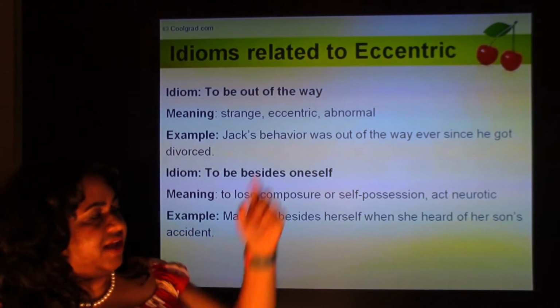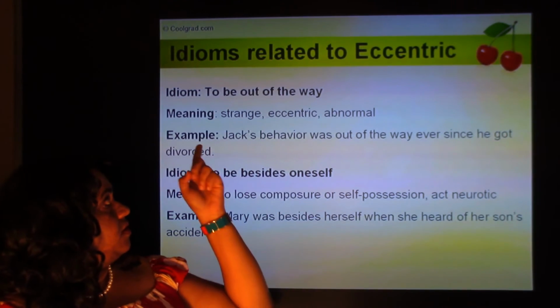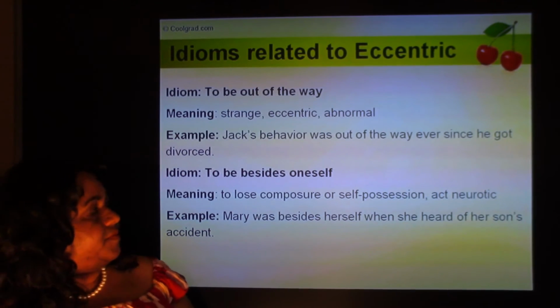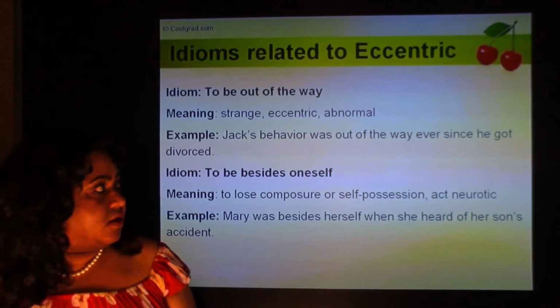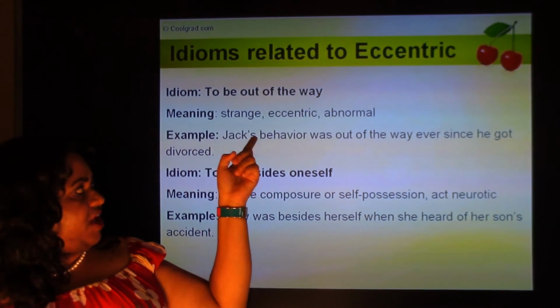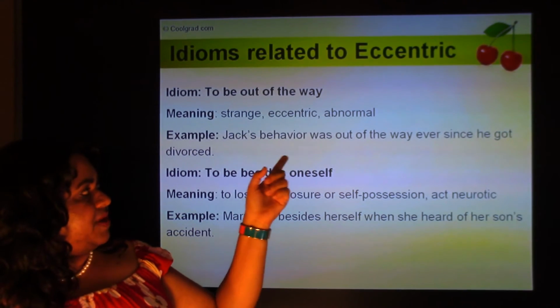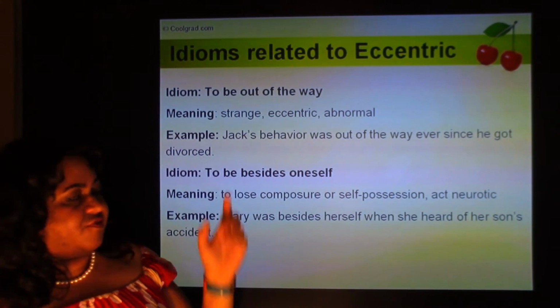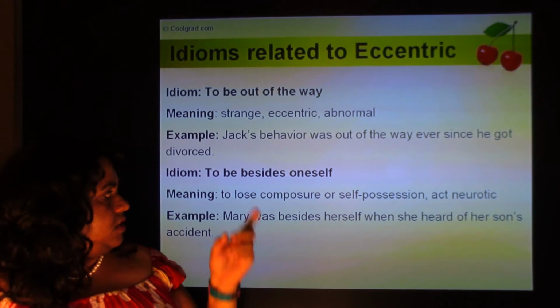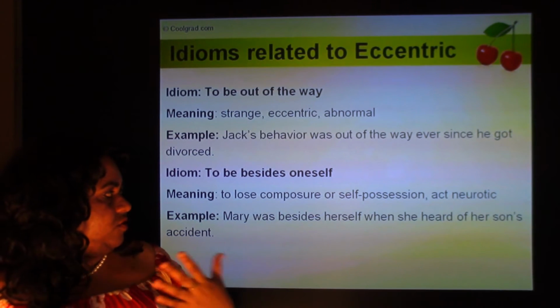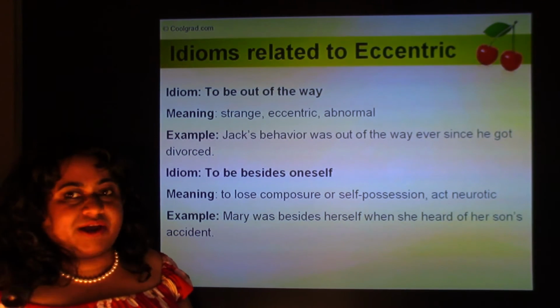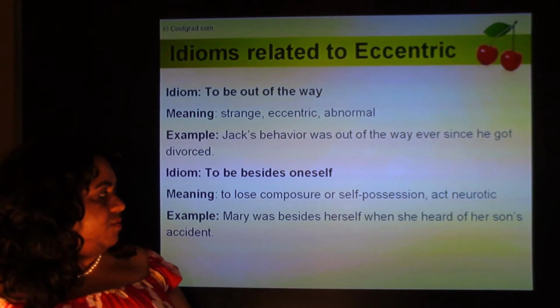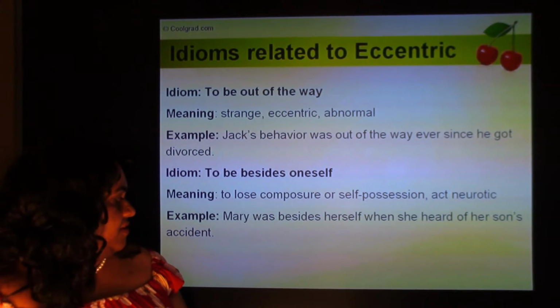So, idioms related to eccentric. To be out of the way means strange, eccentric, abnormal. Jack's behavior was out of the way ever since he got divorced. To be beside oneself means to lose composure or self-possession, or to act neurotic. Mary was beside herself when she heard of her son's accident.